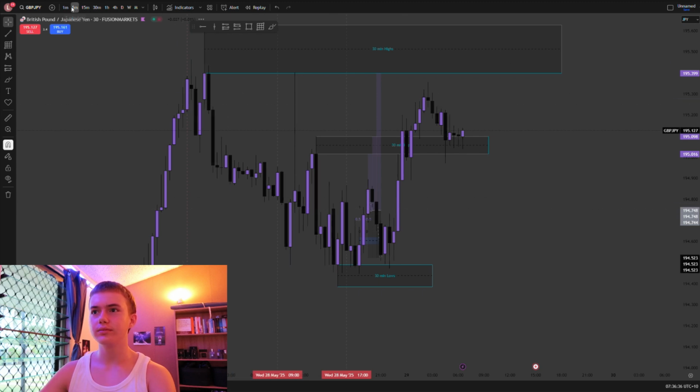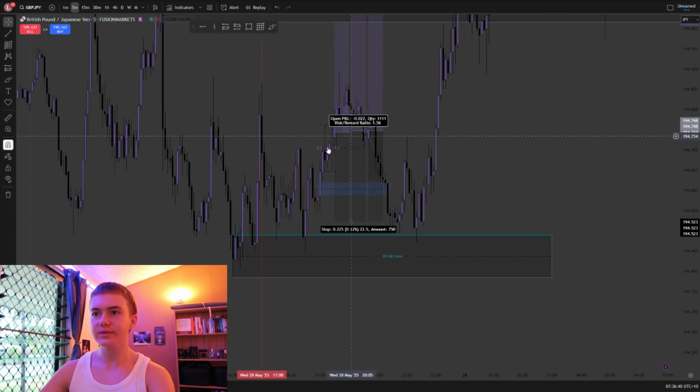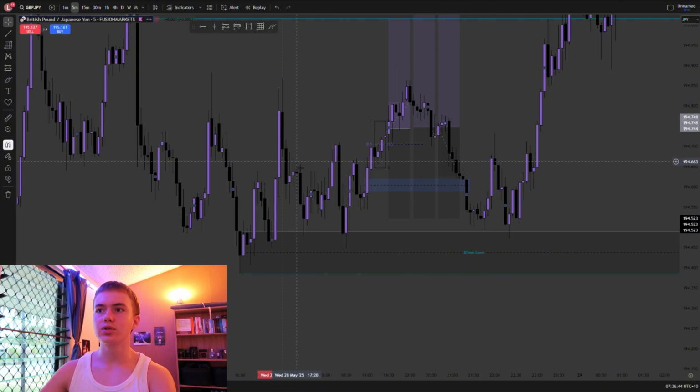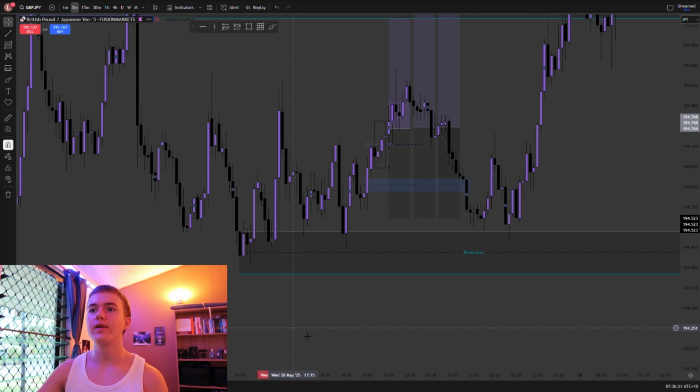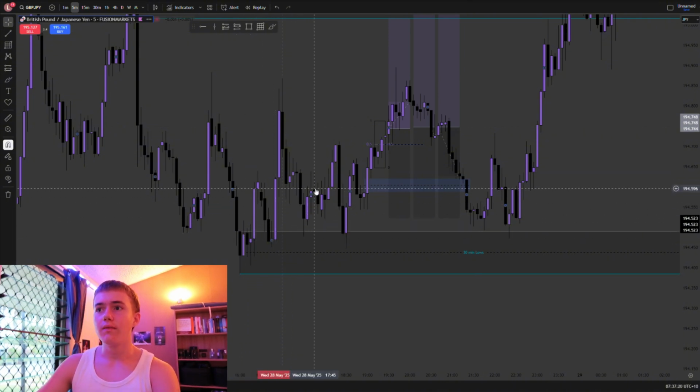Then the London session opens, and we tap into here. This is a very small tap. We do get a break of structure, and I was willing to take a trade off of it because of the 4 hour fair value gap as well, so that was a second confluence. Next we get a big down move, so we didn't even get an entry, and we go down even further into the low, and that was a good confluence for me.